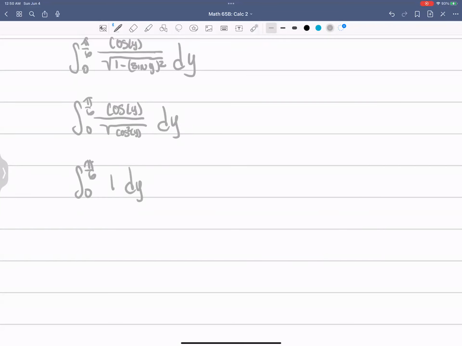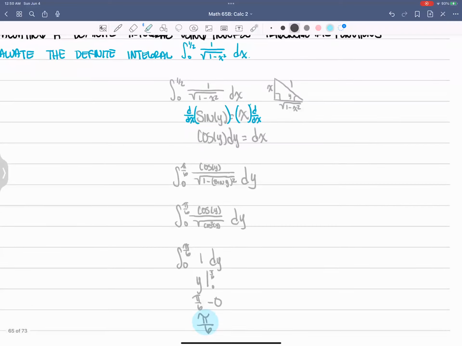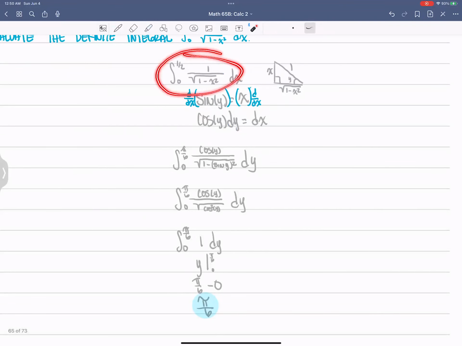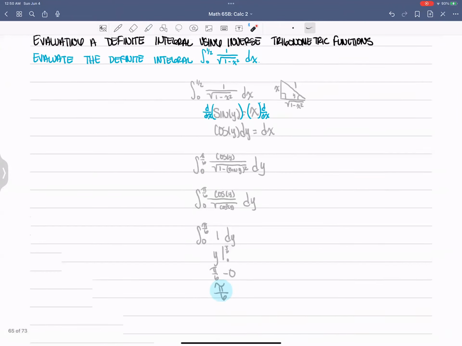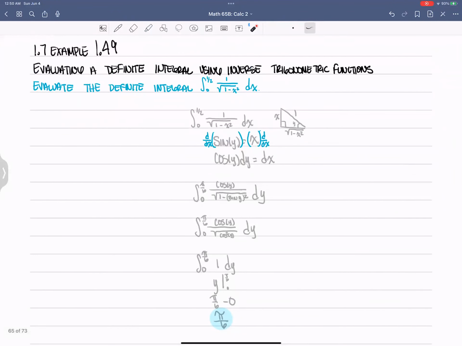Integrating that, we have y evaluated from 0 to pi over 6. That is simply pi over 6 minus 0, pi over 6. So integrating this function from 0 to 1/2 gives us pi over 6. Simple as that. Now, if you have any questions, please feel free to ask. Otherwise, bye.